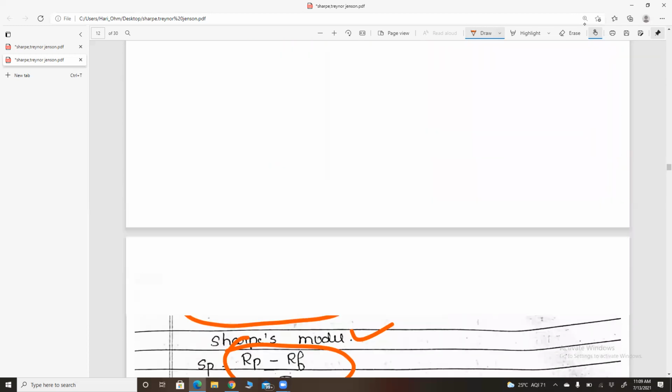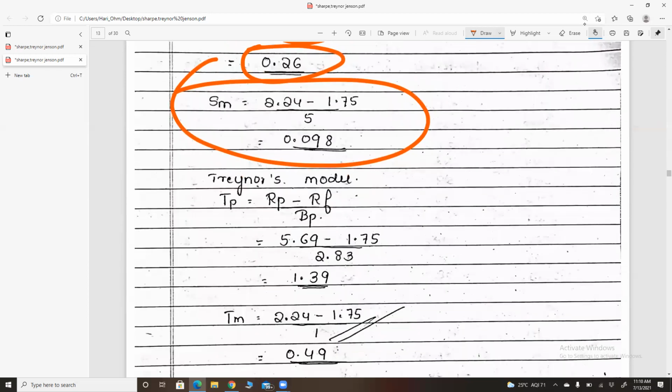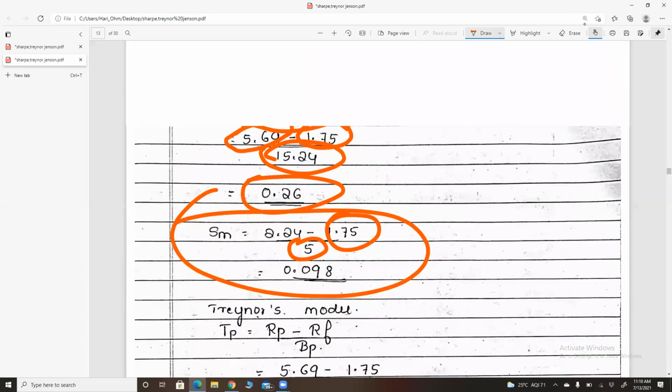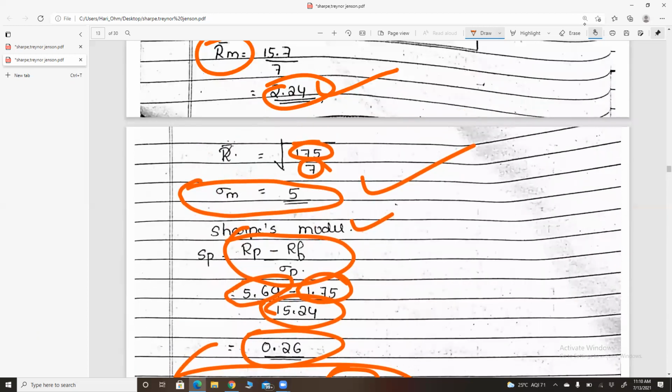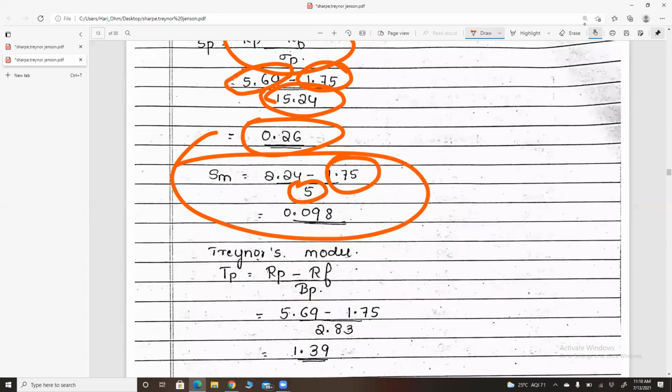Okay, next you calculate for market. See, R bar M you calculated, right? R bar M, that is 2.24. Then minus 1.75, that is RF, divided by 5. See here it is 5, that is standard deviation of the market. You calculate it, so that you have to apply. Standard deviation of the market is 5. So answer is 0.098. Hope you are clear.